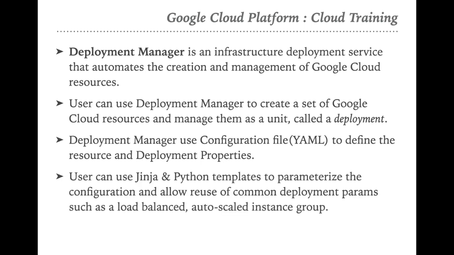Another important point is that a user can use Jinja or Python templates to parameterize the configuration and allow reuse of common deployment parameters such as a load balancer and an autoscaled instance group. Whenever we say that each developer should be able to create their own set of deployment, if the resources in our deployment file are static, then when the second developer executes the same file which was executed by the first one, Google will not create it. Why? Because Google will throw a resource already exists error.